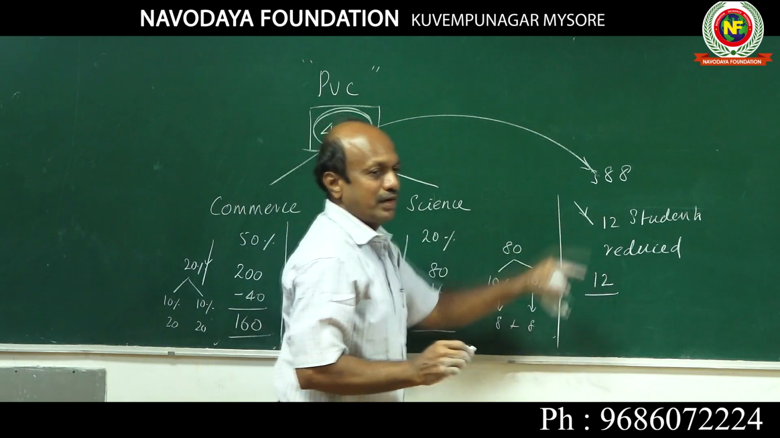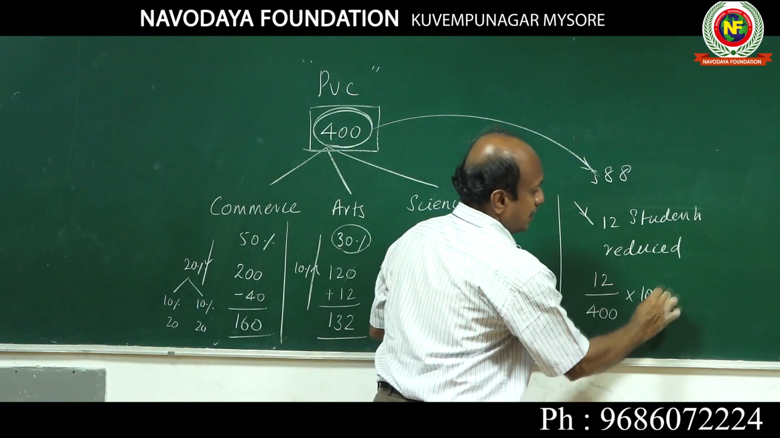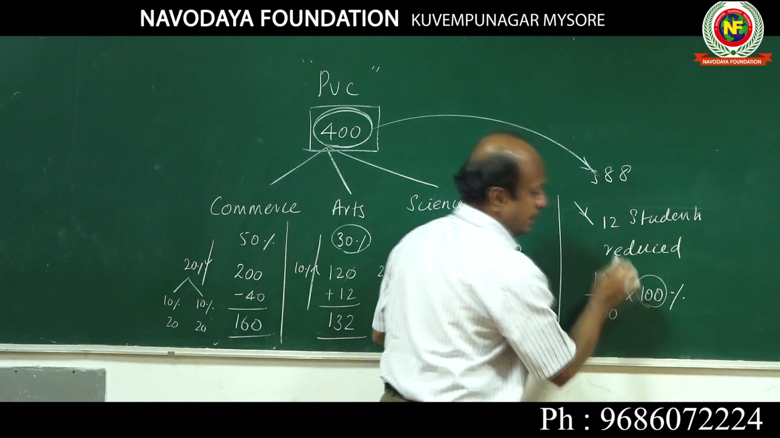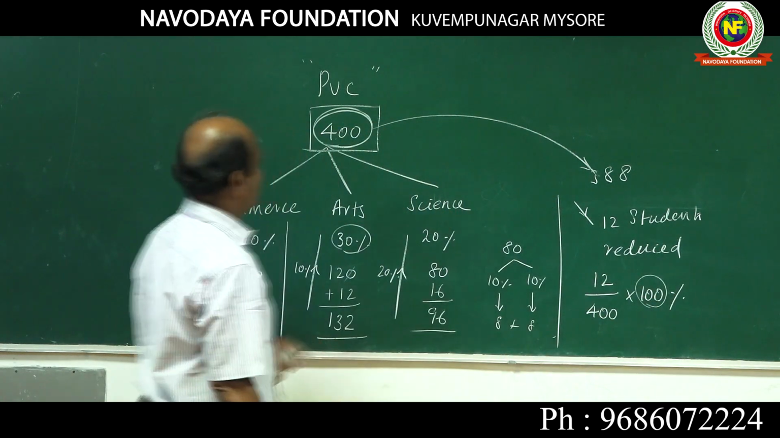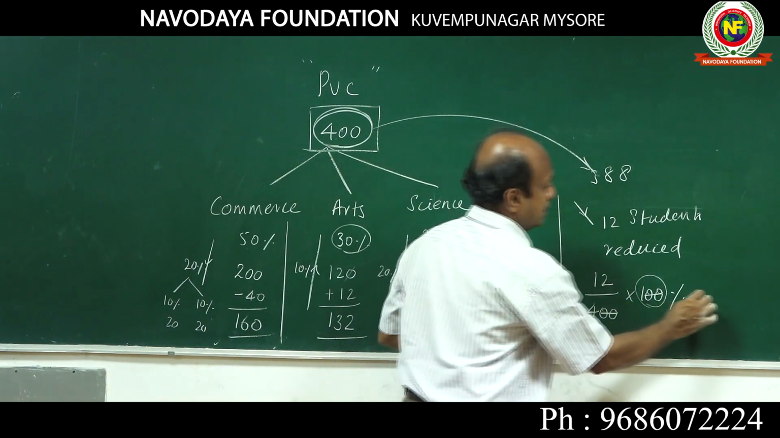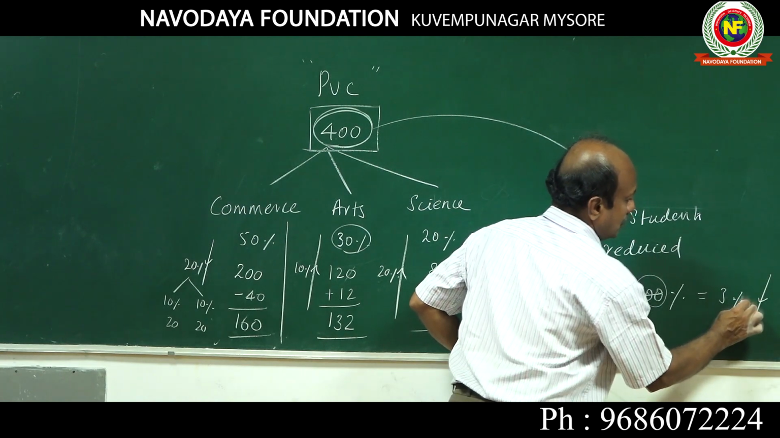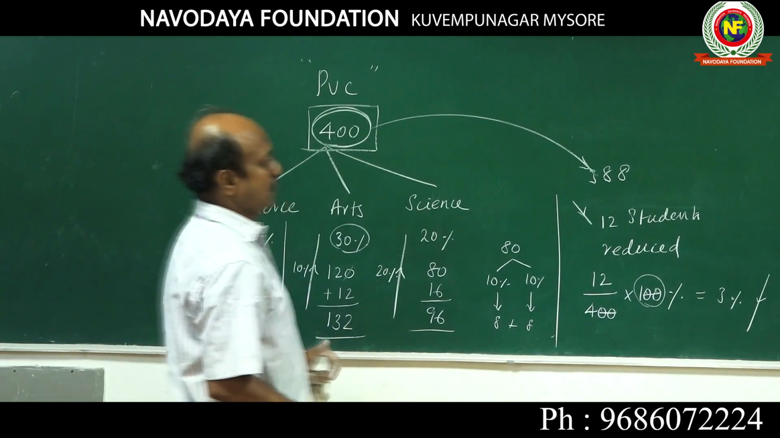12 out of the initial value. Don't take the final value. 12 out of 400 into 100. Why do we have to multiply by 100? To convert into percentage. It is nothing but 3% reduced. 3% has been reduced.